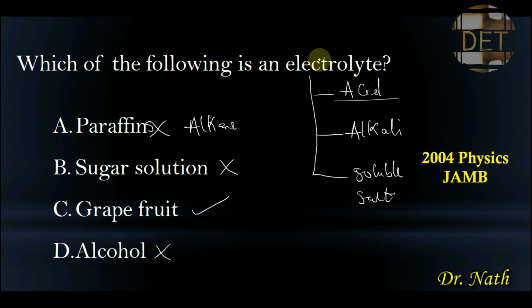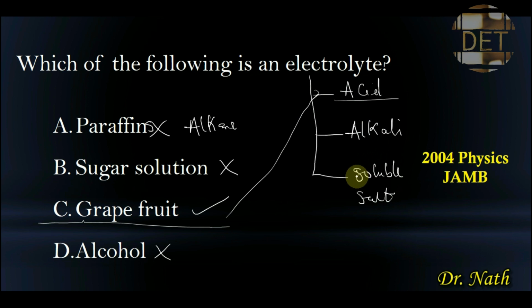So, which of the following is an electrolyte? Grapefruit is an example of an electrolyte, and it is an electrolyte because it contains an acid. And as I've said, electrolytes are usually in three basic forms. It can be an acid, it can occur as an alkali, and it can also occur as a soluble salt.